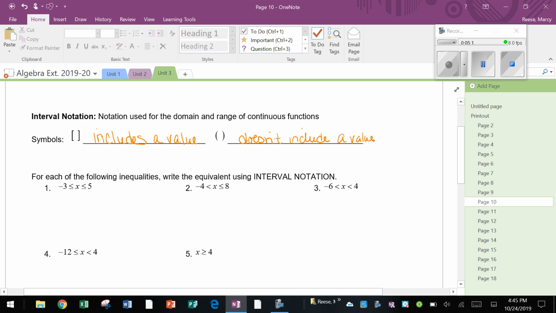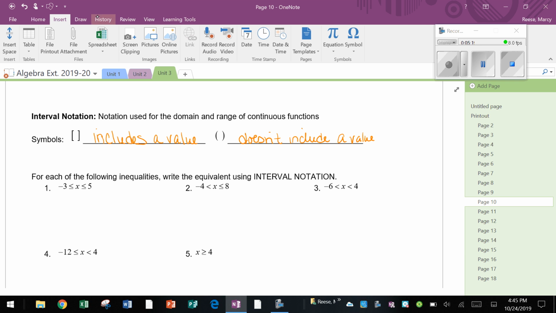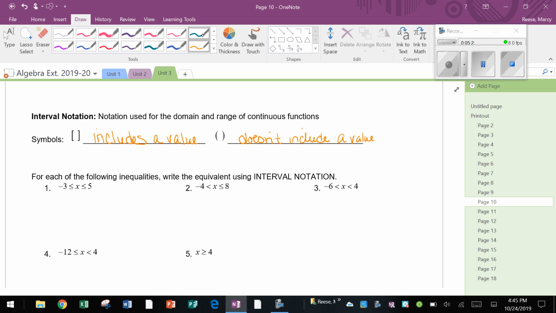All right, so for each of the following inequalities, write the equivalent using interval notation. If you remember, we just did this last unit. If it's saying that it starts at -3 and it goes to 5 and it includes everything in between, that's why that x is in the middle. And see how these are underlined? That means, again, it includes -3 and it includes 5. That's how we're going to graph it.